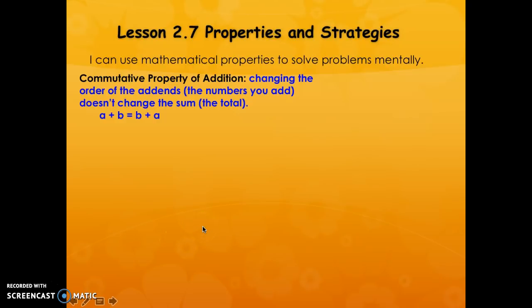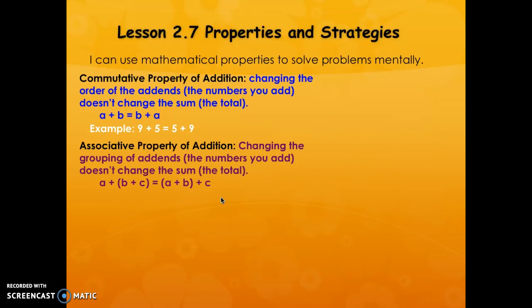We talked briefly about how the commutative property allows you to change the order of the numbers that you're adding. So if you had numbers here, a plus b, you can flip them around. B plus a is going to give you the same thing. So for example, 9 plus 5 is going to give you the exact same answer as 5 plus 9. They both equal 14. So that's the commutative property. This is the commutative property of addition. By the way, that will also work with multiplication.